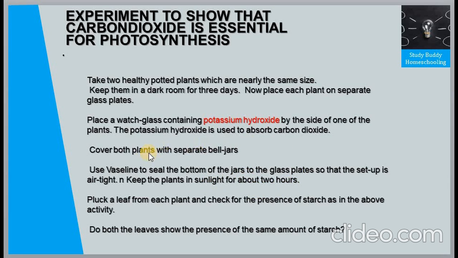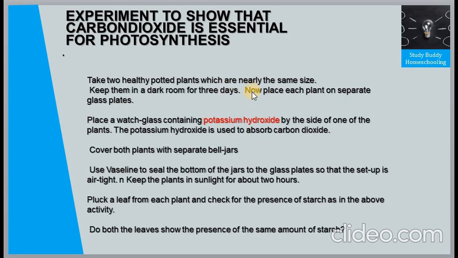There is no KOH. Now after keeping it in sunlight for 2 hours, you have to pluck a leaf and check for the presence of starch using the same iodine solution. What happens? What do you understand from it? In the plant where potassium hydroxide was kept in the watch glass, if you test it, it would not have turned blue-black. This shows that food is not prepared there. Starch was not prepared because CO2 was not at all there.